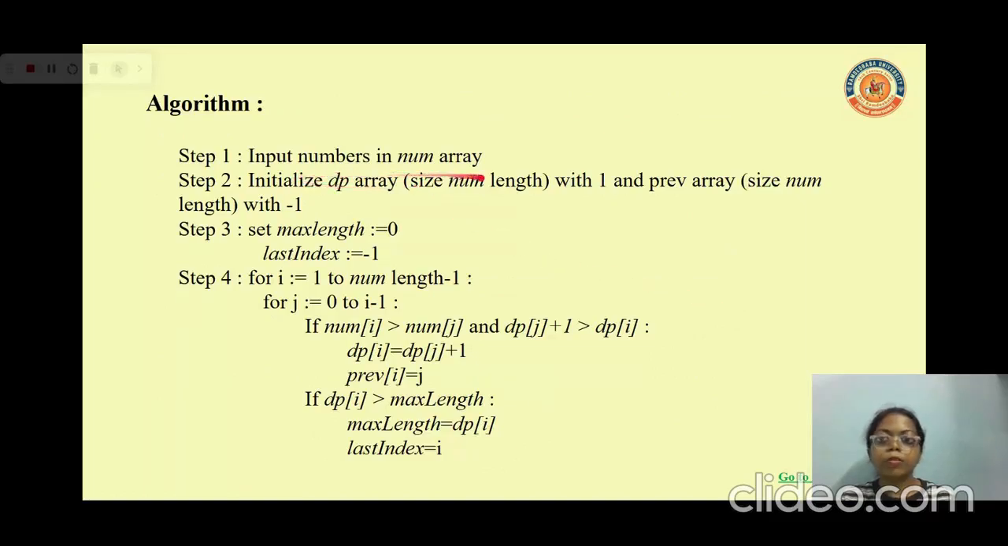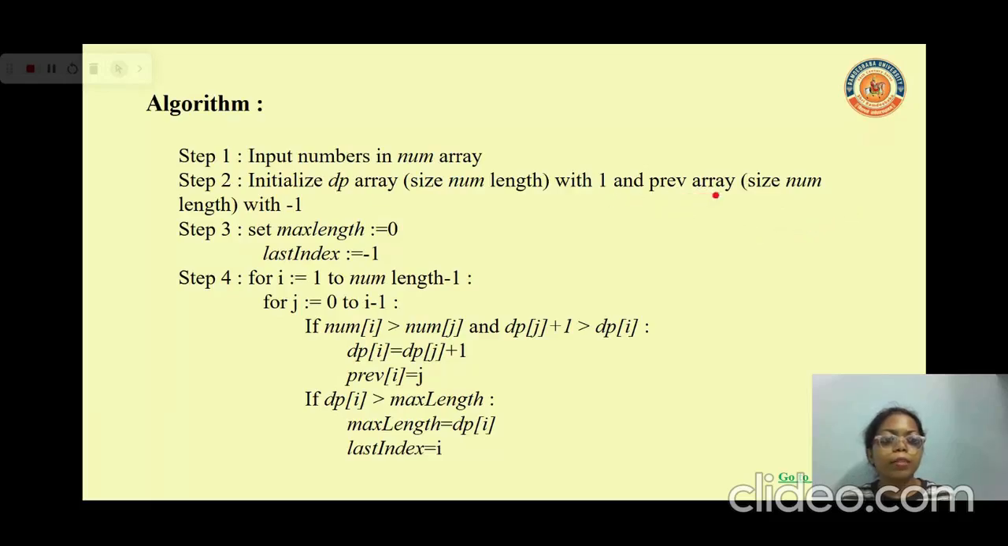First of all, we will input numbers and a DP array. The DP array will keep track of the LIS at a particular position. At the ith position I am standing, it will tell me the longest LIS I am forming with my previous elements, and it is set to 1. Why? Because we are assuming at the initial state that the LIS at each and every position is that element itself, which will be of length 1.